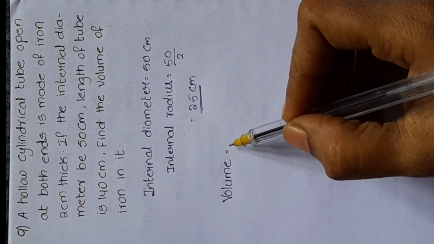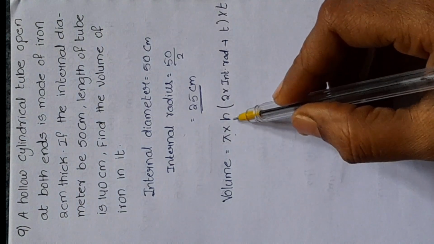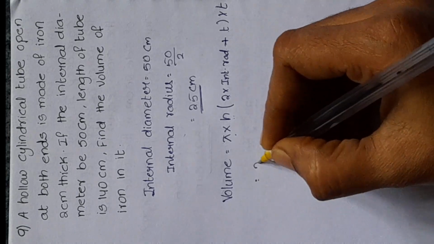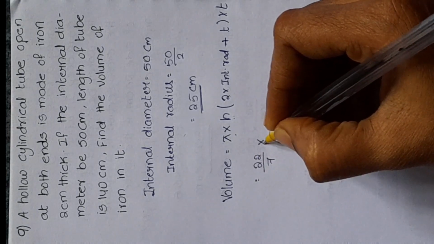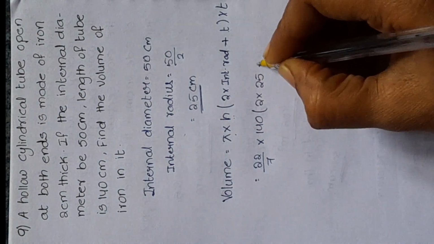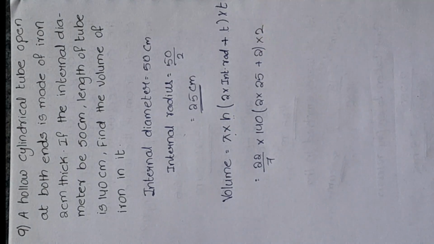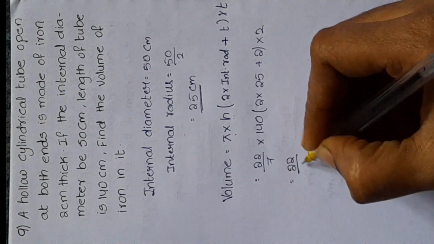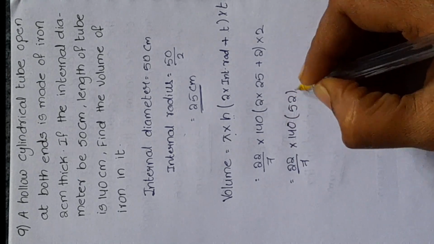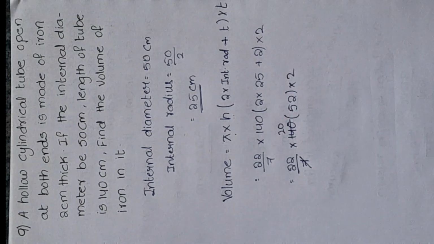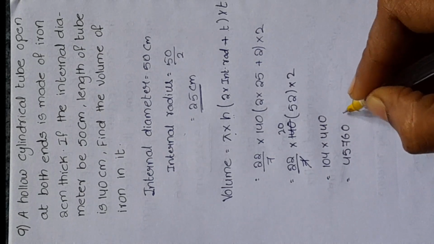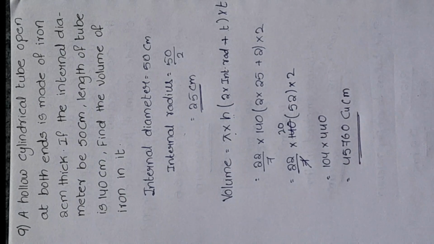Now to find the volume of the iron in this type of questions, we use the formula. The formula is pi into height into 2 into internal radius plus thickness into thickness. Now substituting the values, pi is 22 by 7, height is given as 140 centimeters, 2 into internal radius, that is 25, plus thickness is 2 centimeters, into 2. We can write this as 22 by 7 into 140 plus 2 into 25 plus 2 is 52 into 2, 7 1s 7, 20 times. 104 into 440. The value is 45,760 cubic centimeters, which is the volume of the iron.